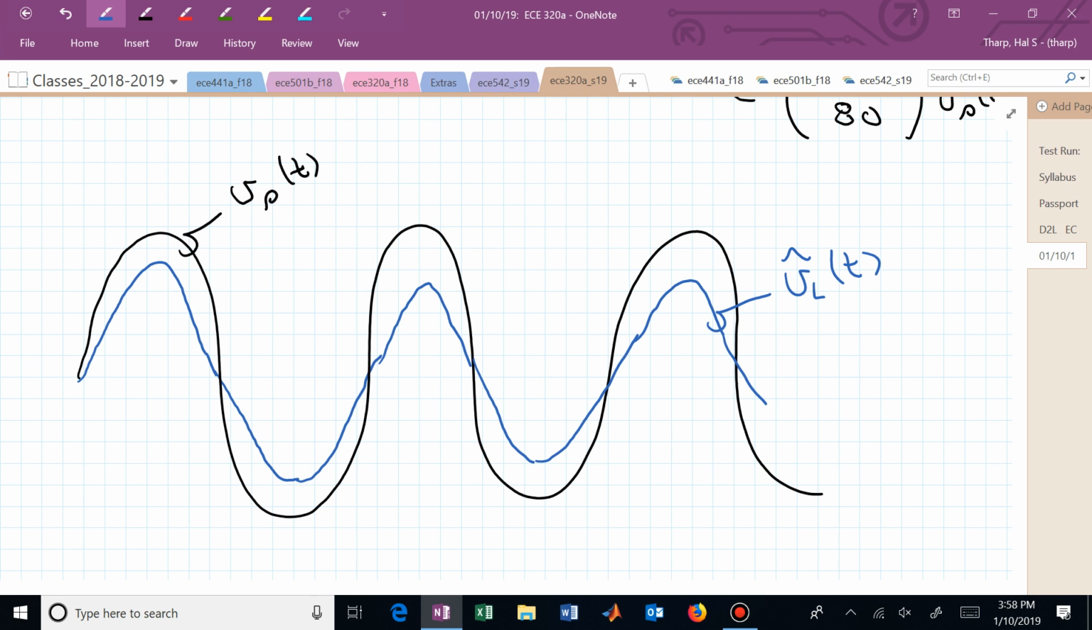60 times 2 pi, if we rounded pi to 3, that's 6 times 60, 360. You add in a few more digits for pi and you get 377. So if you see an omega of 377, you now know we're talking about something coming out of the wall, or something power-wise in the United States, if you see an omega equal to 377 radians per second.